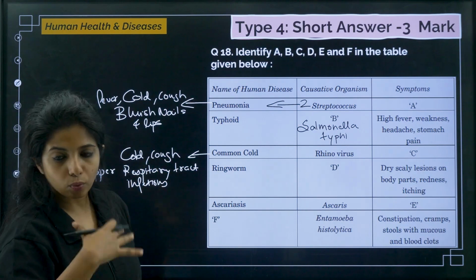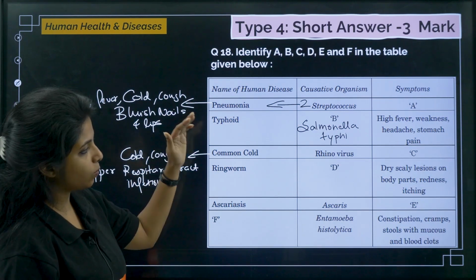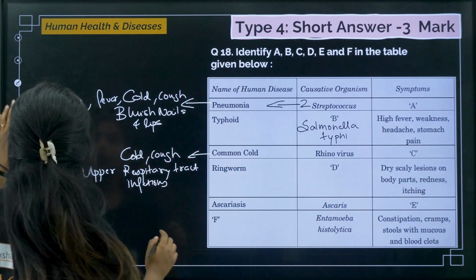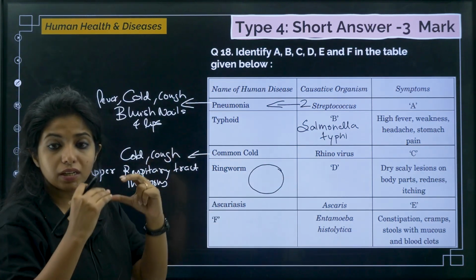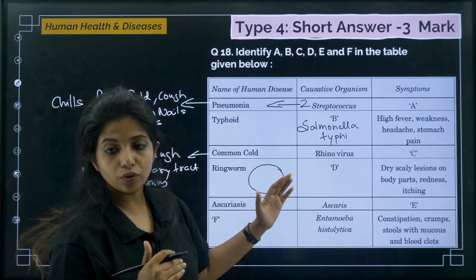Okay, not the lower ones, not the lungs or anything like that, just upper ones. Now, ringworm disease. I told you ringworm is basically when you have lesions like this on your skin. It's enlarged lesions.